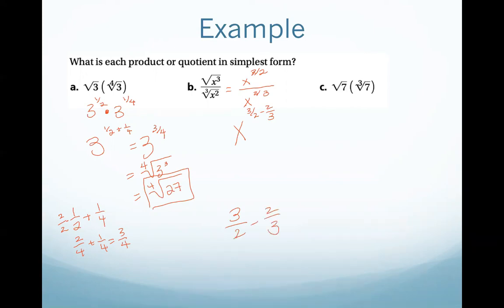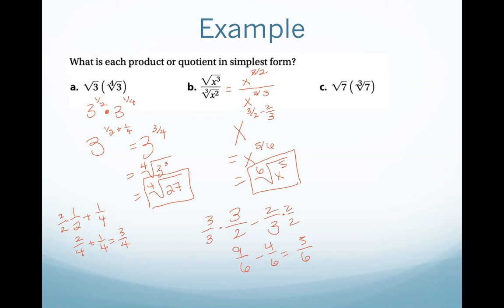I need an LCD. My LCD is 6. So that's 2 over 2 and 3 over 3 to get a common denominator. 9/6 minus 4/6 is 5/6. So that means this is equal to x to the 5/6. And I need to put that back into radical form because it was given to me in radical form. That's the 6th root of x to the 5th.